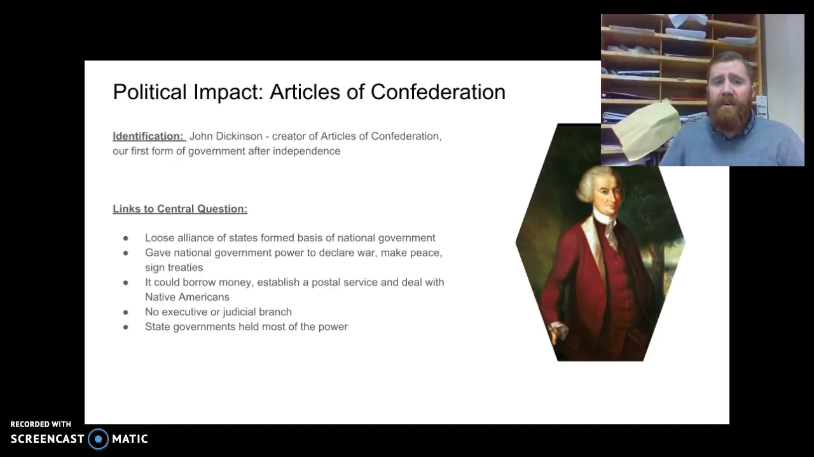You could also say that he's the creator of the Articles of Confederation, our first form of government after independence. Dickinson refused to sign the Declaration of Independence. He was a strong advocate for reconciliation, or for trying to support some measures to find a resolution to avoid independence and avoid war with the British. But yet, just 8 days after the Declaration of Independence was adopted, Dickinson submitted to the Second Continental Congress his plan for a workable government among these new states.